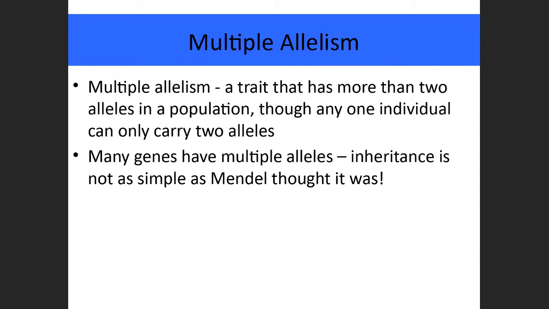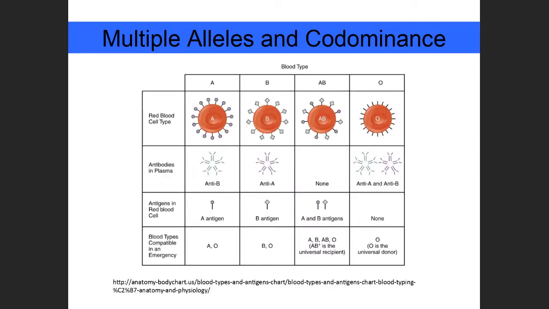So in this case, some may still be dominant, some may still be recessive, but you've got more than two options out there. Each individual can still only carry two alleles, right? You have one from your mom and one from your dad. But the population as a whole may have more than two alleles. Now, a classic example that you are all probably familiar with is human blood type. So there's three alleles here. There's allele A, there's allele B, and there's allele O.